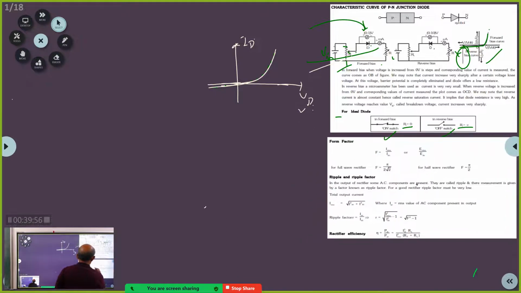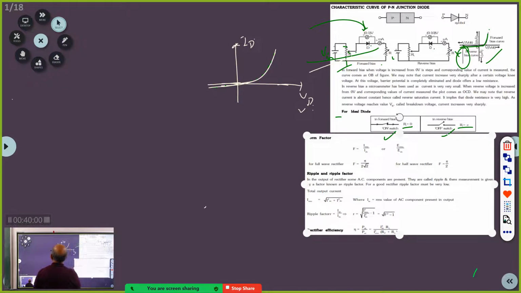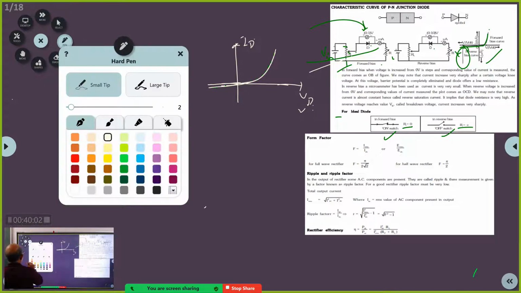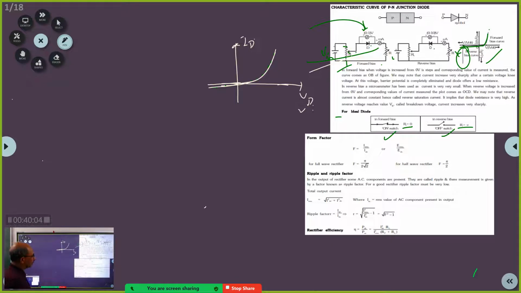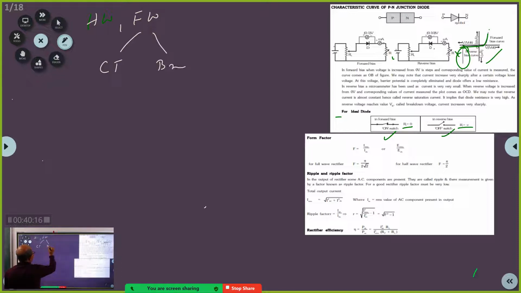Now, yesterday we studied rectifiers. I hope you remember. I showed you the half wave rectifier and the full wave rectifier. In full wave you have the center tap rectifier and the bridge rectifier. We have studied all this.